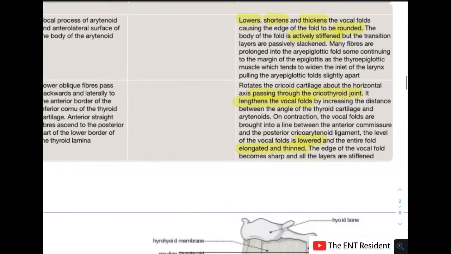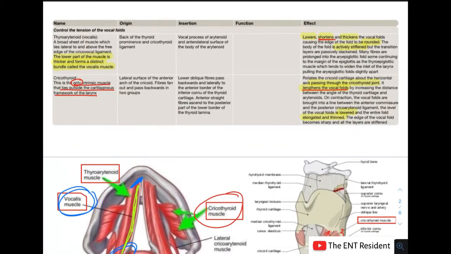So you will see that both the Vocalis and the cricothyroid muscle are helping in changing the tension of the vocal folds. What the cricothyroid is doing is lengthening the vocal fold, whereas what Vocalis is doing is shortening the vocal fold. So thus these two are the tensors of the vocal fold.